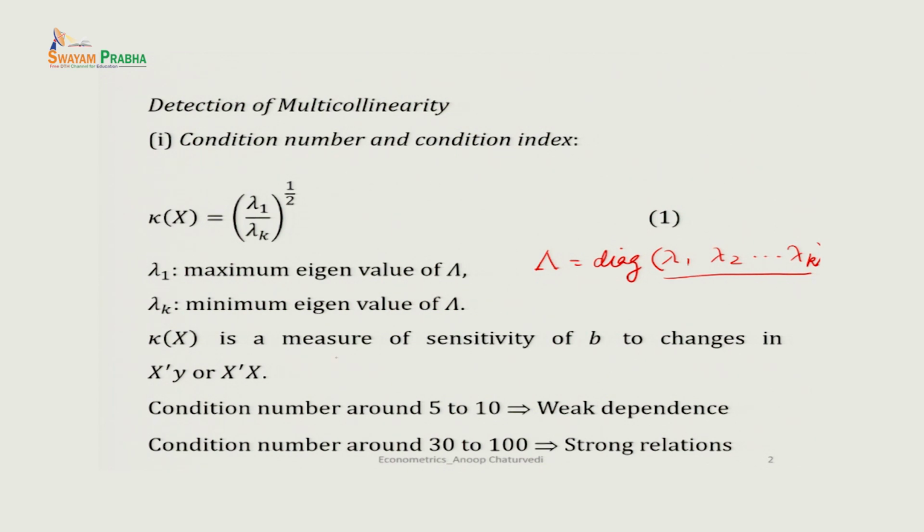So, kappa x is a measure of sensitivity of b, the OLS estimator, to changes in x transpose y or x transpose x. How much sensitive your OLS estimator is. In practice, a condition number around 5 to 10 represents weak dependence or weak multicollinearity, but a condition number around 30 to 100 implies strong relations or strong multicollinearity.